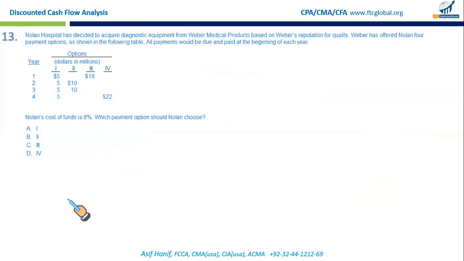Next, this is interesting. We have 4 options to evaluate, and each of these options have different types of cash flows given. And we need to find out which one is the better one. Nolan Corporation, or rather Nolan Hospital, has decided to acquire diagnostic equipment from Weber Medical Products based on Weber's reputation for quality. Weber has offered Nolan 4 payment options. That's the question doing rounds in a WhatsApp group, the term payment. The payments made in parts rather than the single payment at the start of the project. So it says there are 4 payment options as shown in the table below.